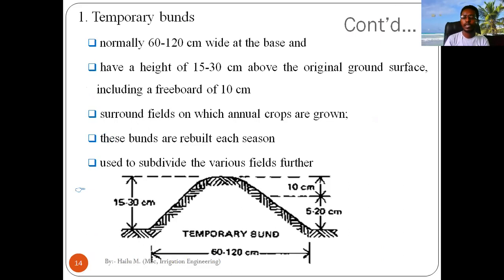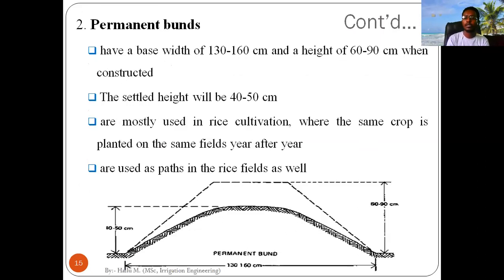Surrounding fields on which annual crops are grown. These bands are rebuilt each season and used to subdivide the various fields further. As you saw from this figure, the temporary band size is not similar to that of permanent bands. The height of temporary bands, including freeboard, is around 15 to 13 centimeters, and the bottom width is around 60 to 120 centimeters.